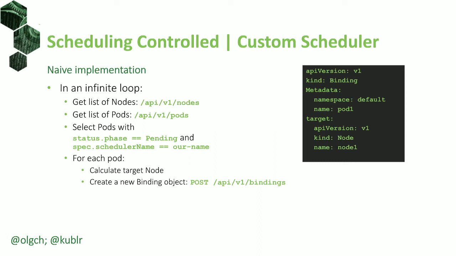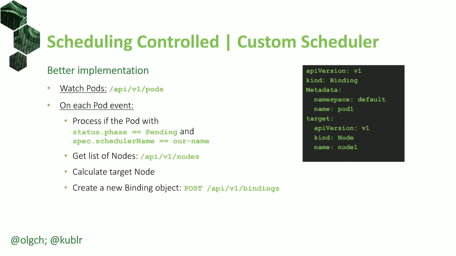And the last option for customizing scheduling behavior is building a custom scheduler. You can take the standard Kubernetes scheduler as a reference point, and it's probably the best route to follow. From a logical perspective, the implementation looks like this. In an infinite loop, you regularly check the list of nodes and the list of pods, and find pods that are still pending and unscheduled and that have the scheduler name assigned to your scheduler ID. Then for each pod, calculate the target node and create a binding object. From that point, Kubernetes will take over and kubelet will do the actual execution of the pod on the specified node.